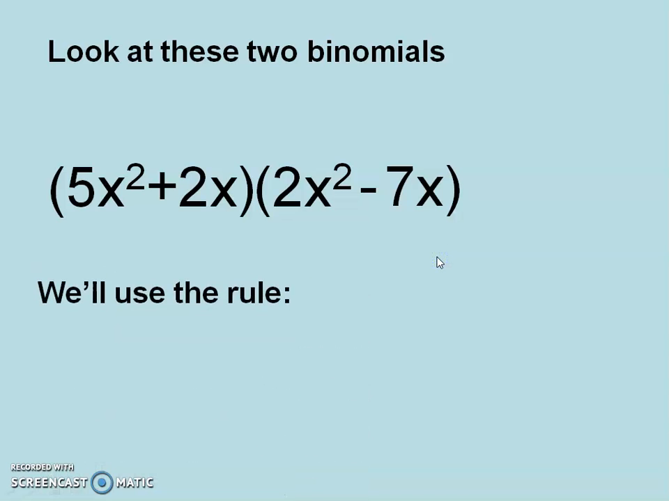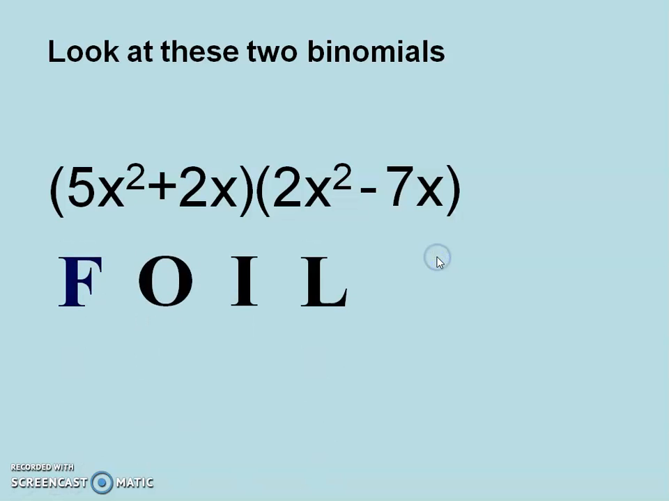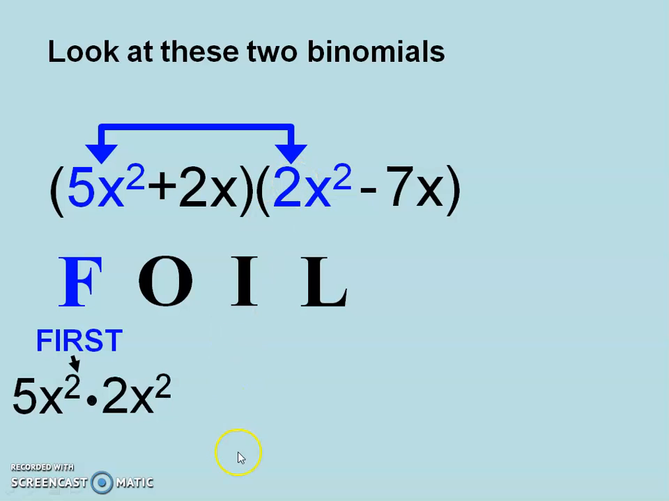If we go through that acronym or rule, the F in FOIL stands for first. We are looking at the two first terms in their respective brackets, first term and first term, and we multiply them. And that follows the same rule that we followed when we were multiplying any monomials. That becomes 10x to the power 4. I add the exponents, because there are two x's, and I multiply 5 times 2.